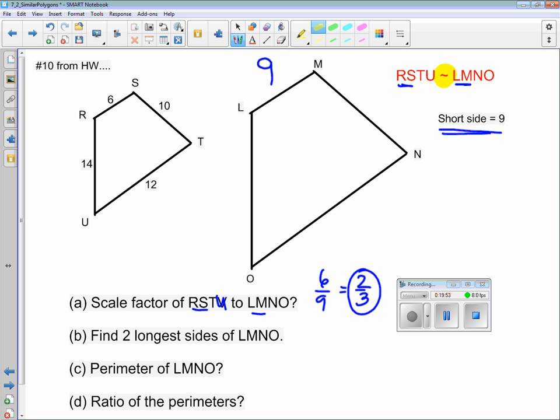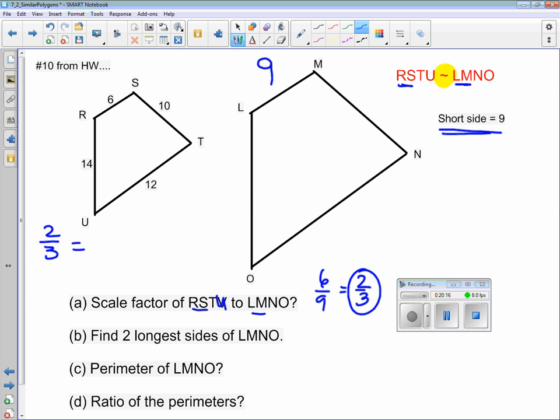Find the 2 longest sides of LMNO. How would I do that? I would have to use the what to answer that question? The scale factor. I have to use the 2/3. So we're going to write a proportion to answer that question. So the two longest sides. Would you agree that 14 RU is one of the longest sides? So I would say that 2/3 is.